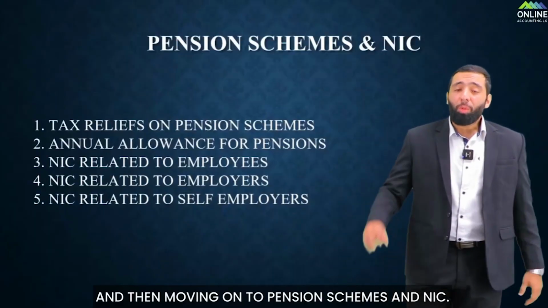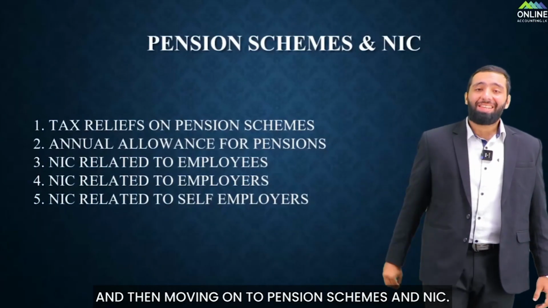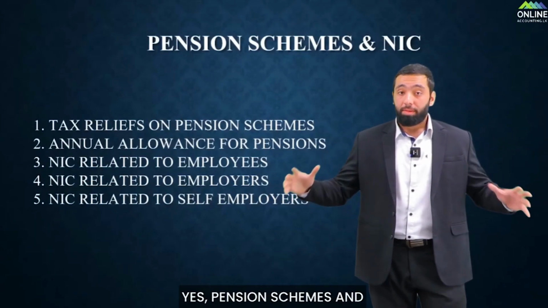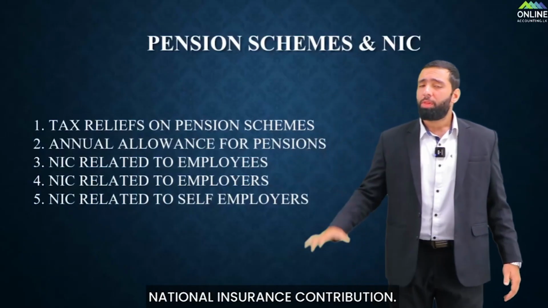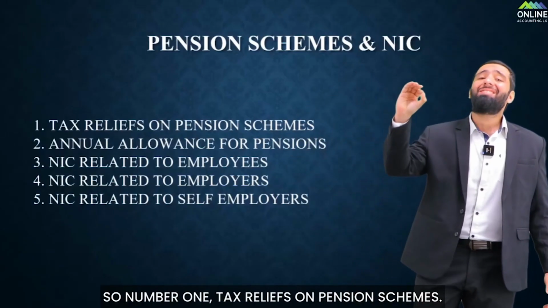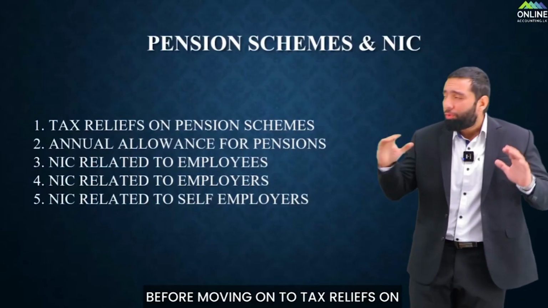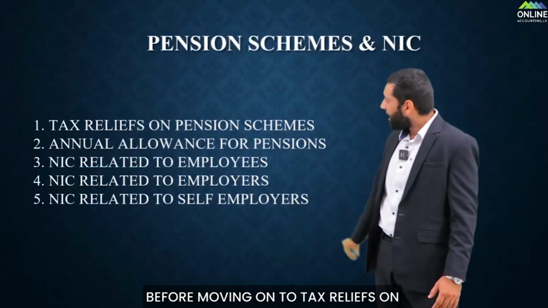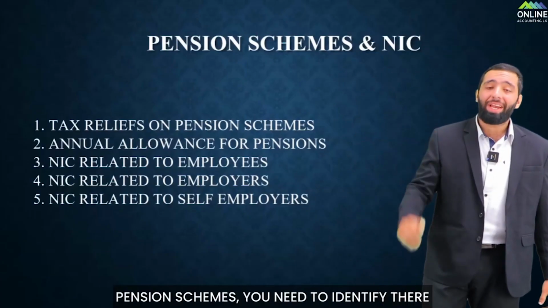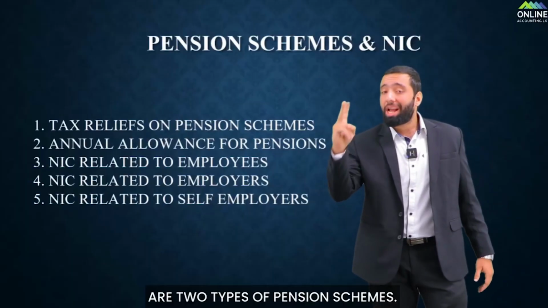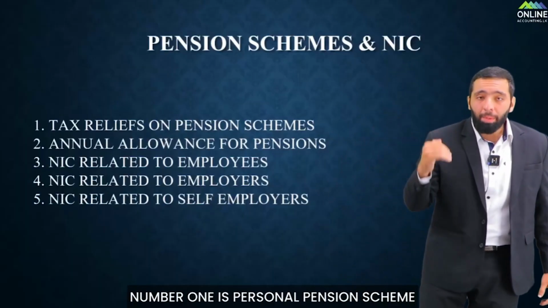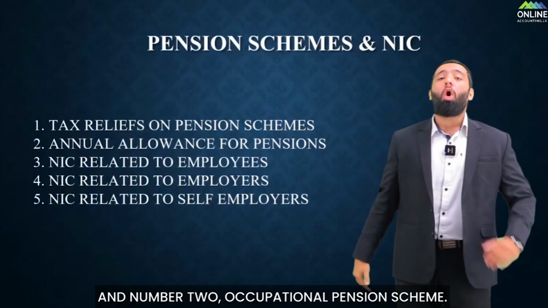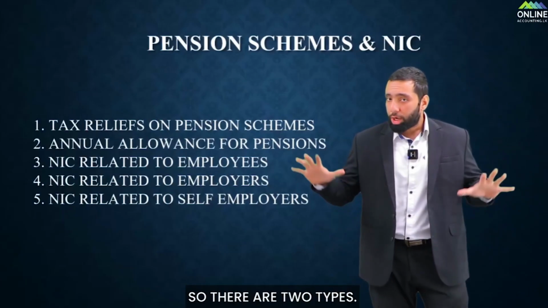And then moving on to pension schemes and NIC: pension schemes and national insurance contribution. Number one, tax reliefs on pension schemes. Before moving on to tax reliefs on pension schemes, you need to identify there are 2 types of pension schemes. Number one is personal pension scheme, and number 2, occupational pension scheme. So there are 2 types.